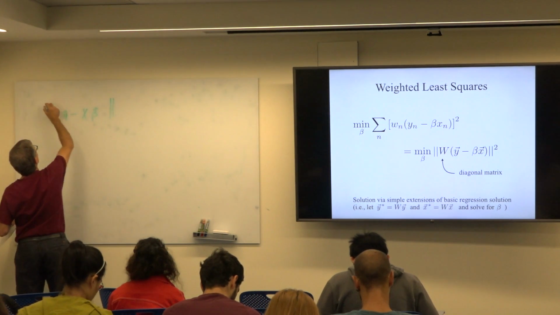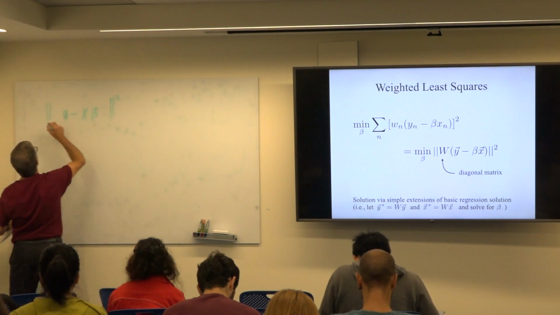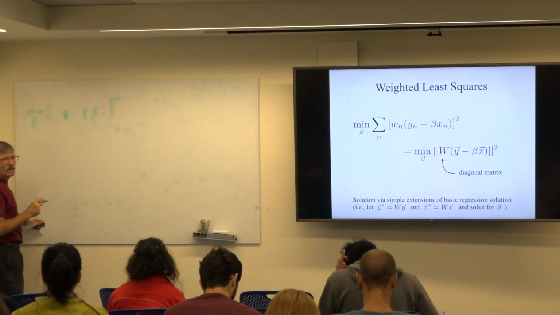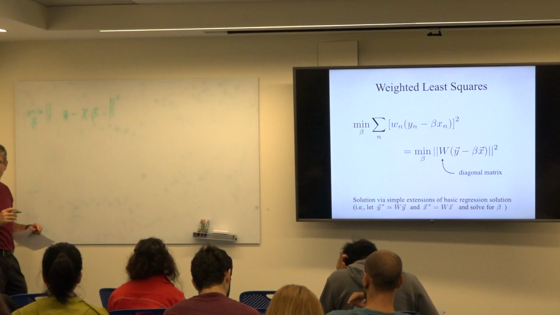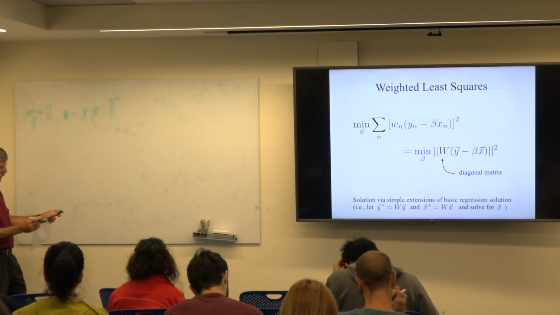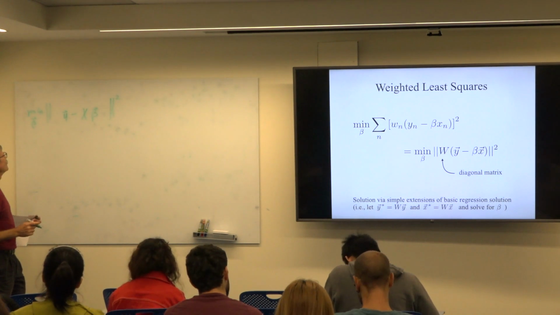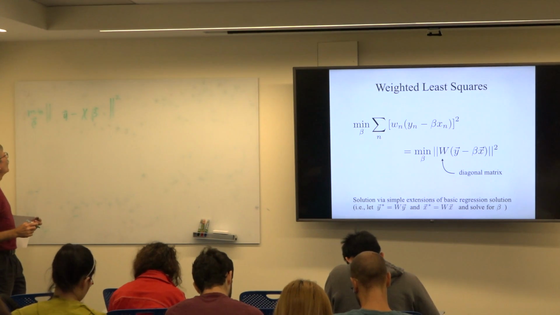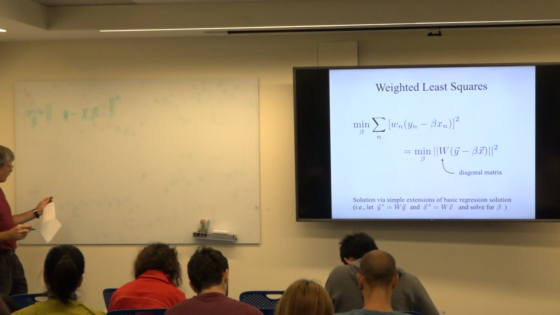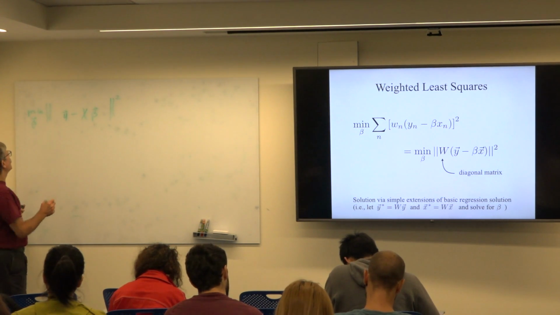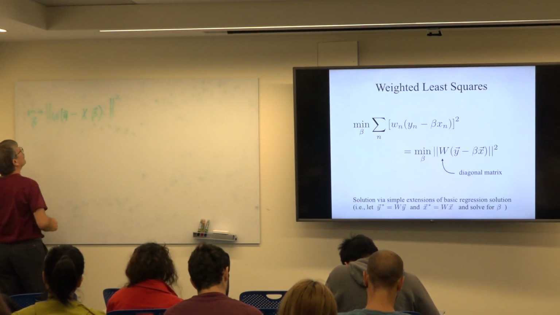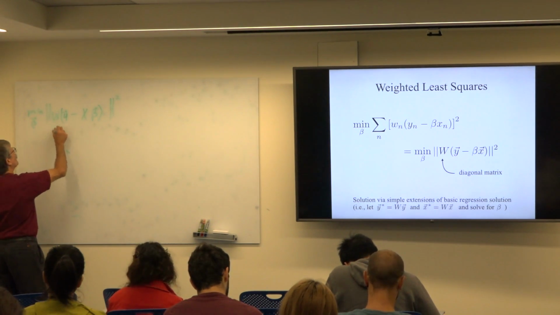It used to be that we took that error and we took its squared value and we picked the beta that minimized it. That was the problem we solved last time. So now I want to weight these errors. I want to have a weight matrix that affects all these guys. So what's the form of W?